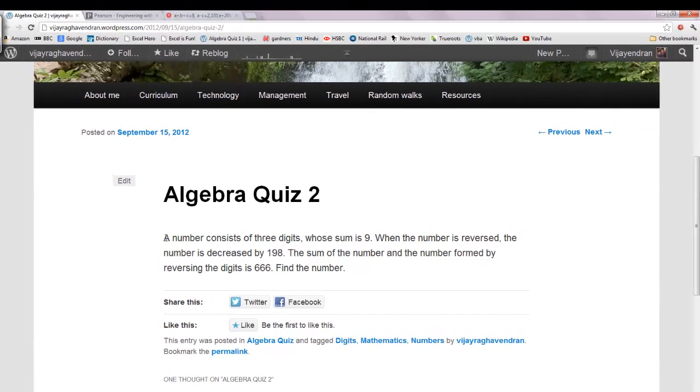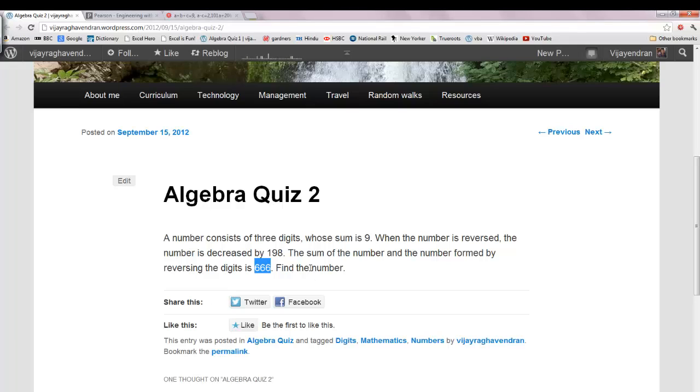There is a number which consists of 3 digits whose sum is 9. When the number is reversed, the number is decreased by 198. The sum of the original number and the number formed by reversing the digits is 666. So find the number.